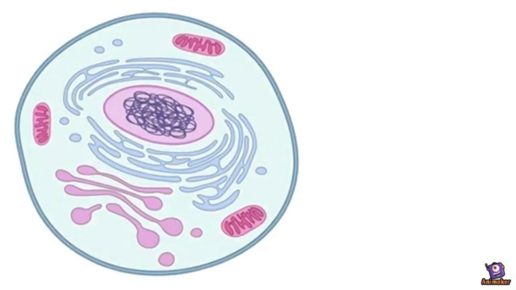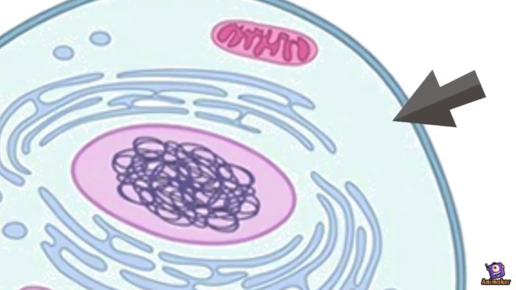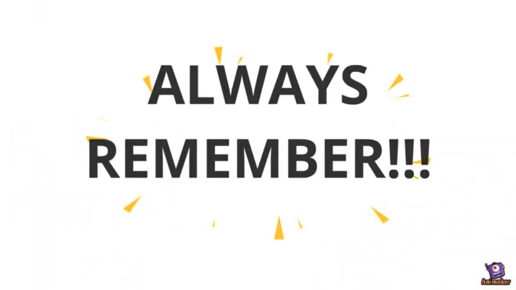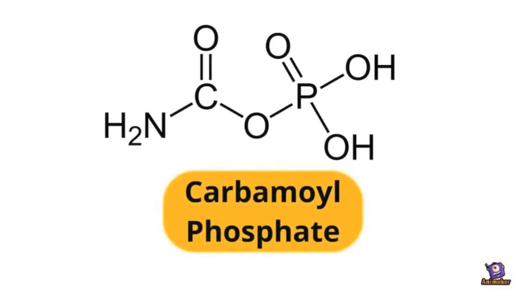Let's start with the synthesis of pyrimidine. Pyrimidine synthesis happens inside our cell, particularly in the cytosol. Always remember that for us to synthesize pyrimidine, we need three things: aspartate, 5-phosphoribosyl alpha pyrophosphate or PRPP, and carbamoyl phosphate.